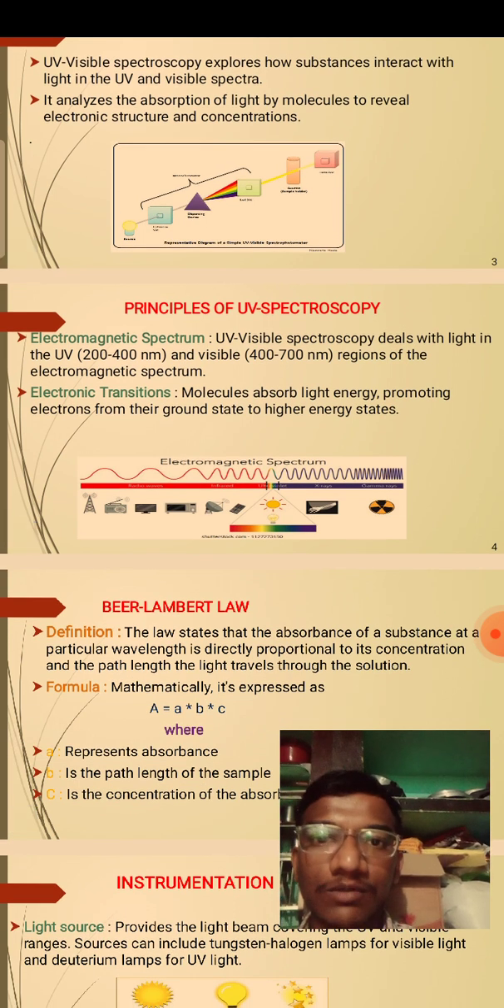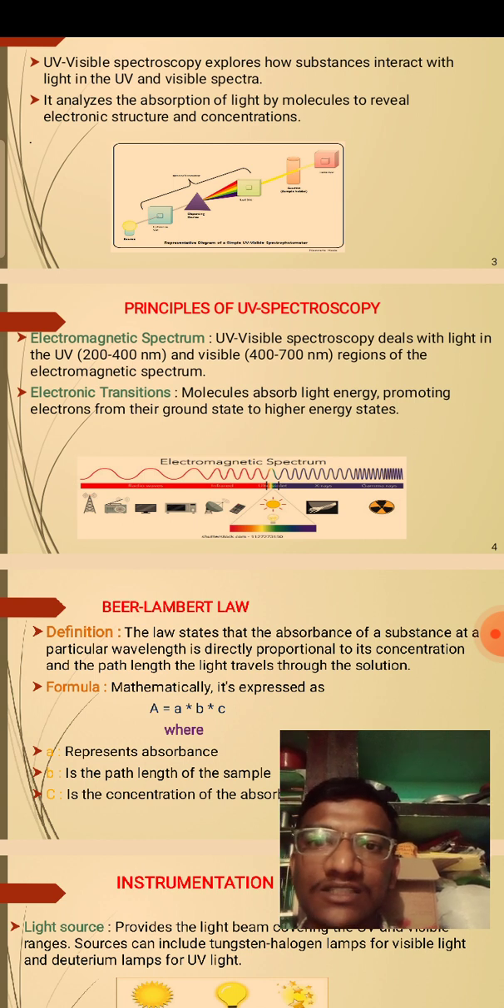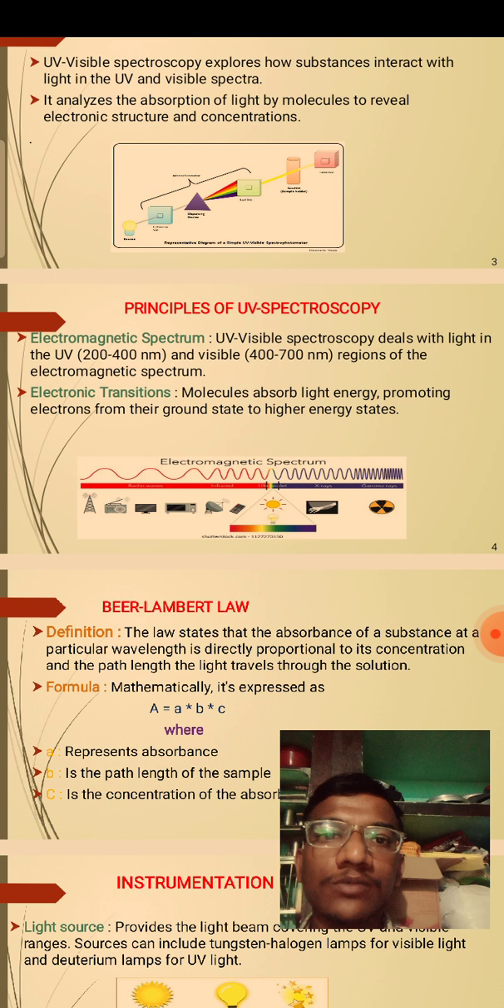Now we discuss the principles of UV spectroscopy. In these principles, we have the electromagnetic spectrum and electronic transitions. First, the electromagnetic spectrum. UV visible spectroscopy deals with light in the UV region, 200 to 400 nanometers, and the visible region, 400 to 700 nanometers, of the electromagnetic spectrum.